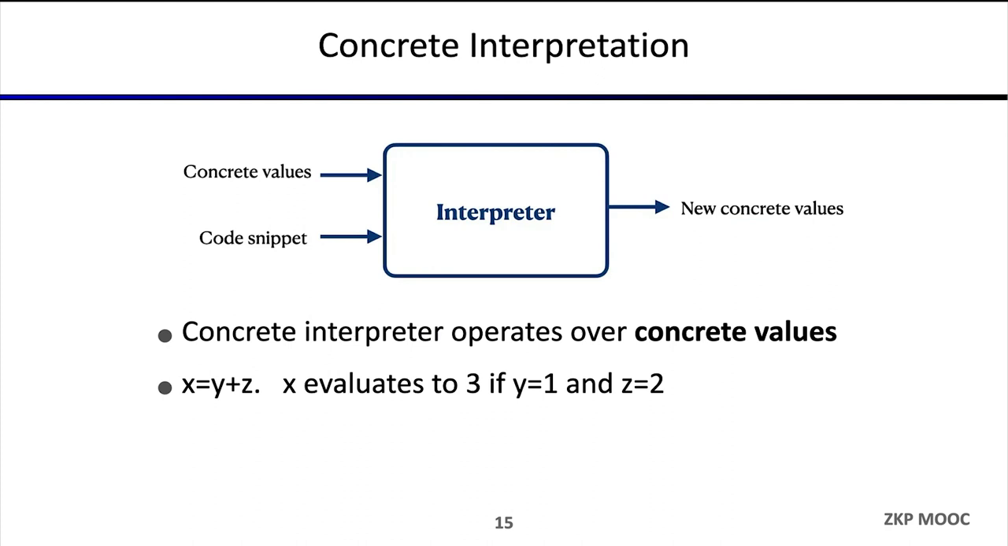How do we compute those abstract states, given concrete programs? To understand that, let's first review a simple concrete interpreter, which takes as input concrete values as well as the code snippet that we want to interpret, and produces some concrete output. Given a very simple example, let's say our code snippet only contains one statement, x = y + z. It is trivial to know that x is going to evaluate to 3 if y is equal to 1 and z is equal to 2. That's essentially a trivial concrete interpreter.